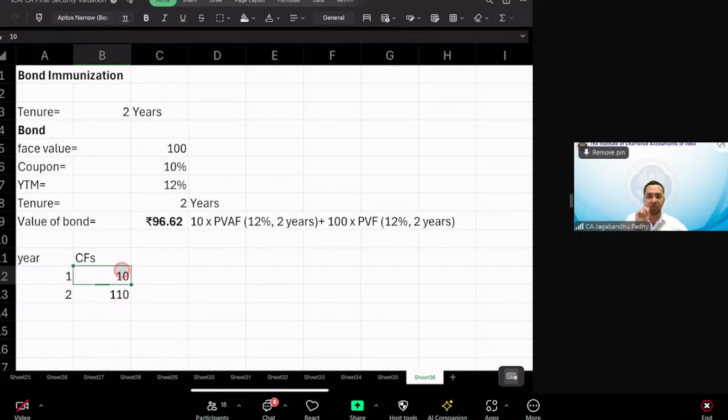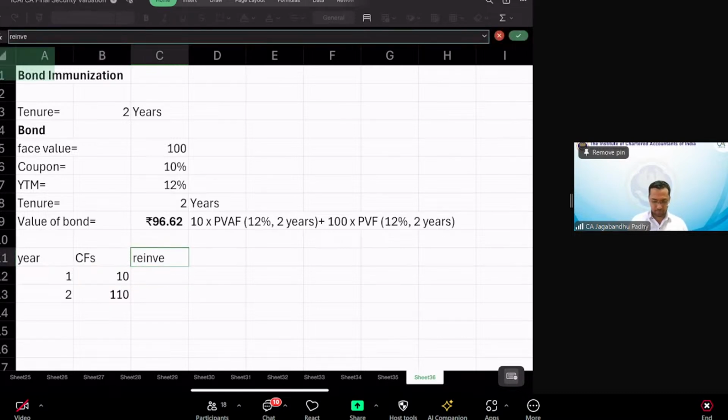Do we need this money, 10 rupees, in the first year? No. So what will I do with this 10 rupee that I received in the first year? Reinvest it, right? It's quite obvious we're going to reinvest it.